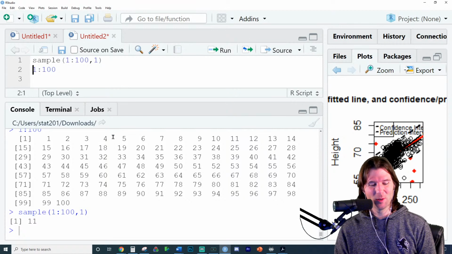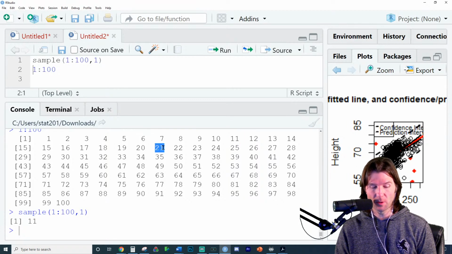And so we're talking here about a systematic sample. I chose a random starting point. I'm going to start at 11, and I'm going to sample every fifth. So I'm going to go to 16, sample it, go to 21, sample it.